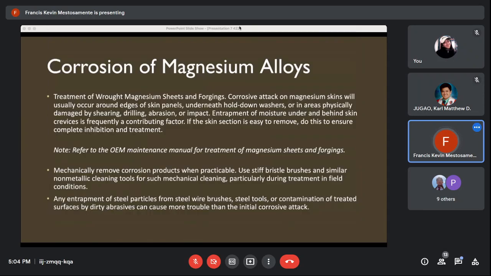Okay, there you see kung paano nare-remove yung corrosion on an aluminum surface and on an aluminum skin. Next slide, we got corrosion on magnesium alloys. So the process is also the same lang naman. Sabi ko nga, in general, lilinisin natin, remove as much as the affected area. We repaint, we get back to the protective coating.